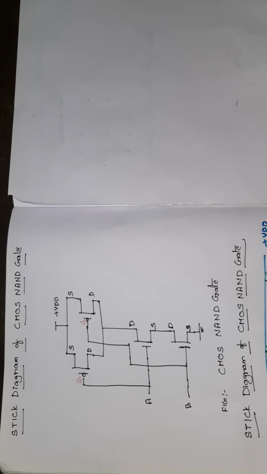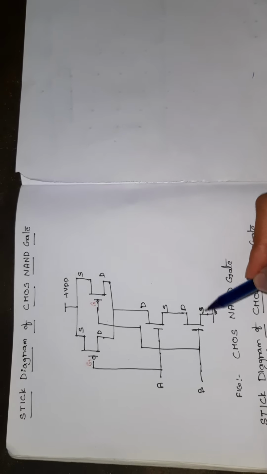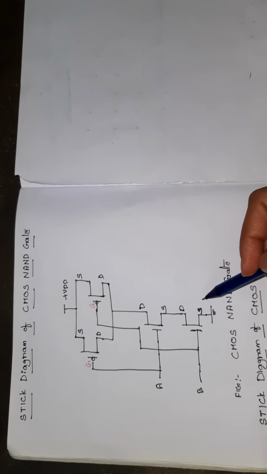Stick diagram of CMOS NAND gate. So this is a circuit diagram of CMOS NAND gate. For this, we will see how to draw the stick diagram of the CMOS NAND gate.